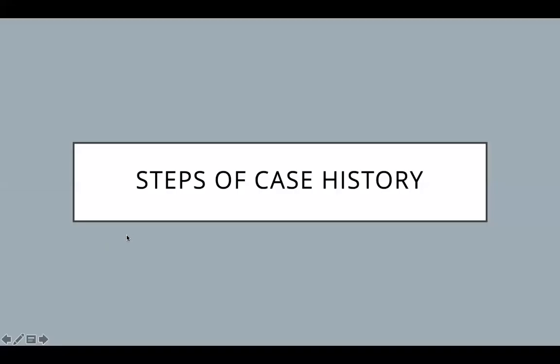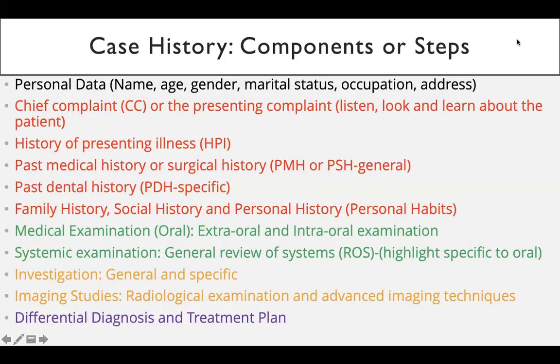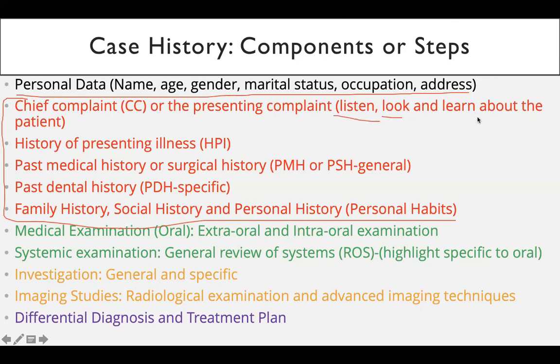So now we go for the steps of case history. I want all of you to be very attentive during this so that you can revise with me your case history or case presentation steps. Let's begin. As you all know, these are the steps. First, we go for the personal data. Personal data includes name, age, gender, marital status, occupation, and then we have objective and subjective series, which includes the chief complaint or the presenting complaint of the patient, where we listen, we look, and we learn about the patient.